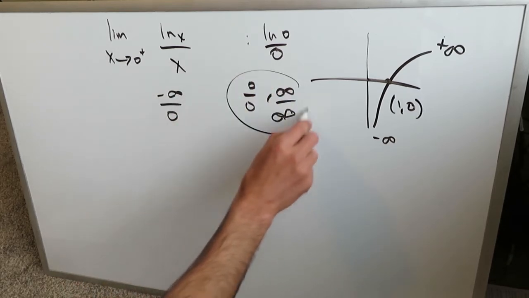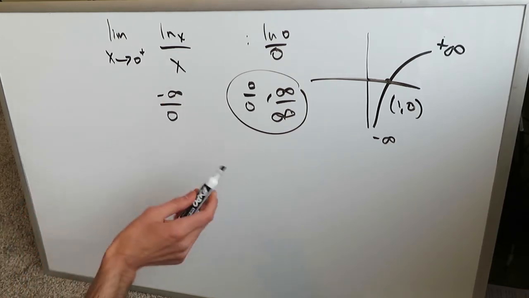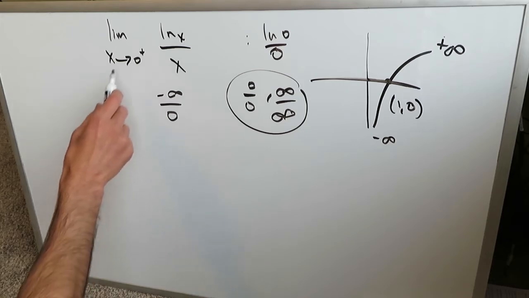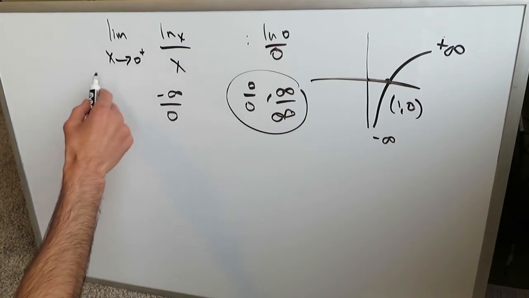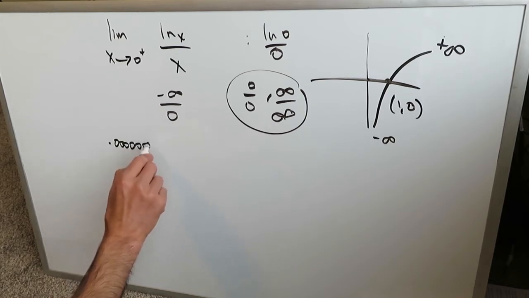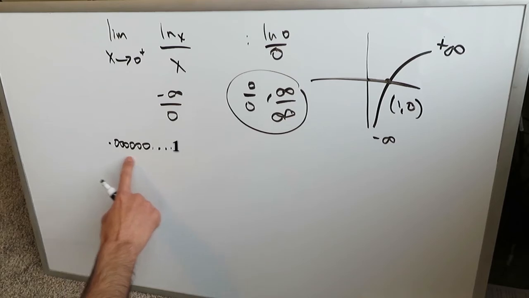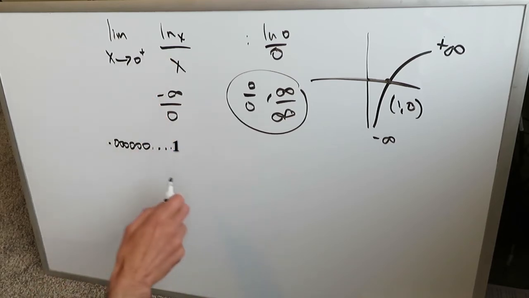It doesn't look like any of these forms, so you don't want to use L'Hopital's rule over here at all. I would not recommend it. Just use your basics over here. As you know, for values of x approaching 0 from the right, a good value would be 0.0000, or squeeze in as many zeros as you can on your calculator screen, and save this value and run it through this function.